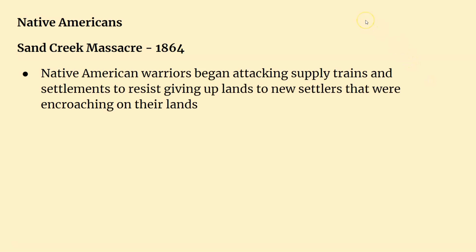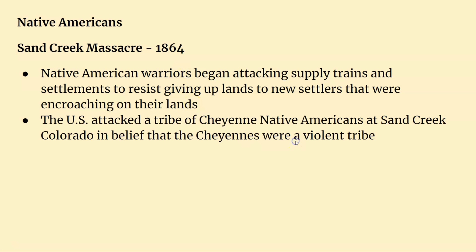So the Sand Creek Massacre really is what started the Native American Wars. Like I said, the Fort Laramie Treaty and other treaties were there to protect Native American land, but settlers weren't really honoring that. So Native Americans would attack supply trains and settlements and resist giving up their lands. So this U.S. cavalry unit, I don't want to say mistakenly attacked, because they knew they were attacking this tribe of Cheyenne Native Americans. This particular group were not violent, and they even waved the white flag.